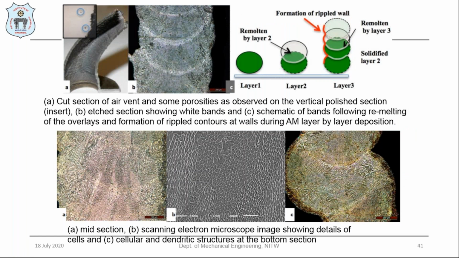With respect to the cross-sectional layers of the fabricated component, you can see the formation of a rippled wall when you are going for successive layers. You can see in this microstructure that melt fusion occurs in the fabricated components. We are going to have equiaxed dendritic structures and columnar structures in the fabricated component, with respect to DED stainless steel materials.